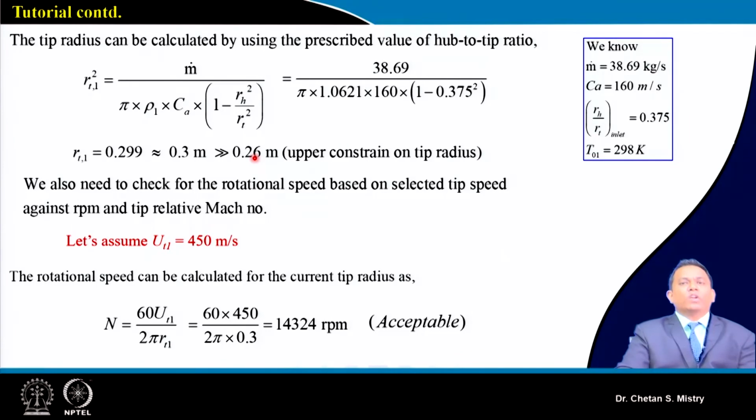Now in order to reduce those iterations, what we have done is assume the tip peripheral speed as, say, 450 meter per second. So let's assume U tip is 450 meter per second. When we assume that, we can do our calculation for the peripheral speed, and based on that we can calculate the rotational speed, and that's coming to 14,324. This is in the acceptable range.